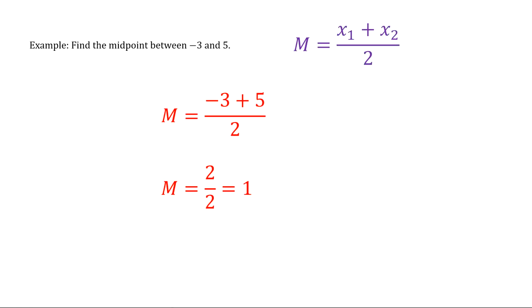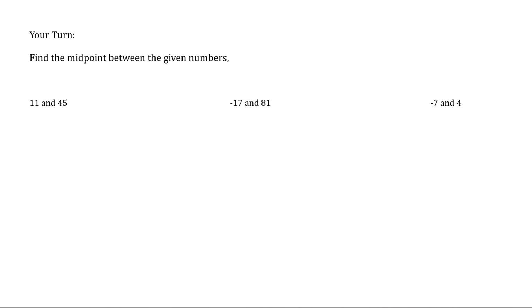If you think of it, it's 4 spaces from 1 to 5. It's also 4 from 1 to -3 when you look at the number line. So that does make sense. Okay, next slide is 3 problems for you to work on. Again, we're using the midpoint formula. Take a few minutes, enter your answers in the Edpuzzle, and then come back and check your work and see if you got the right answers.